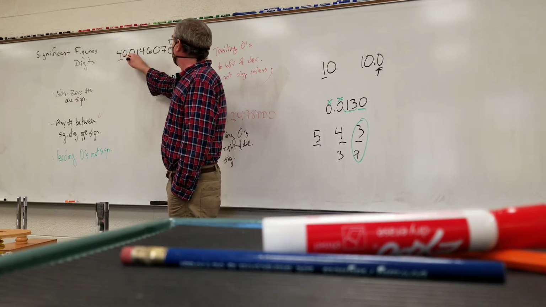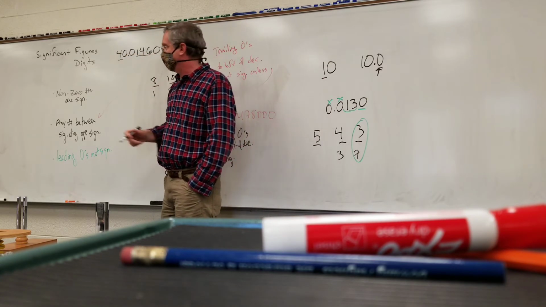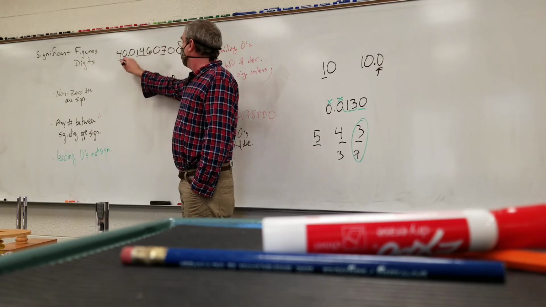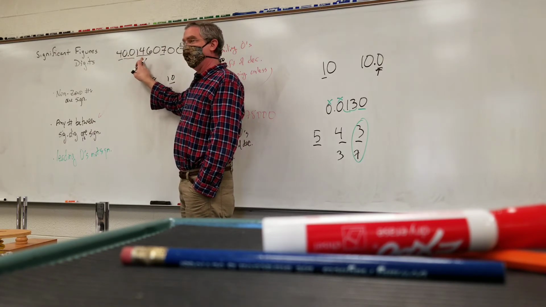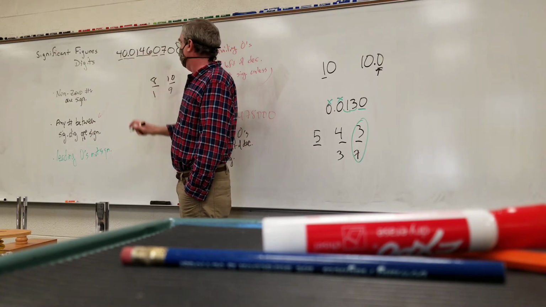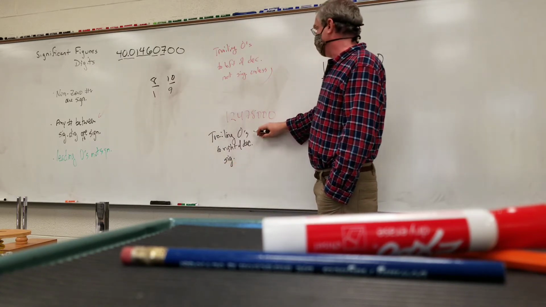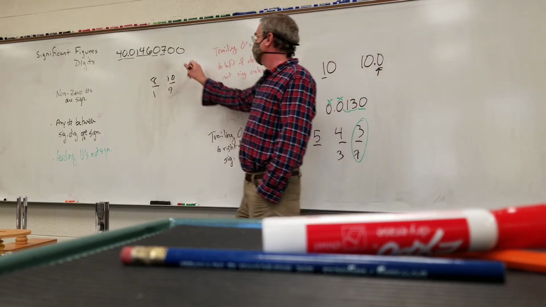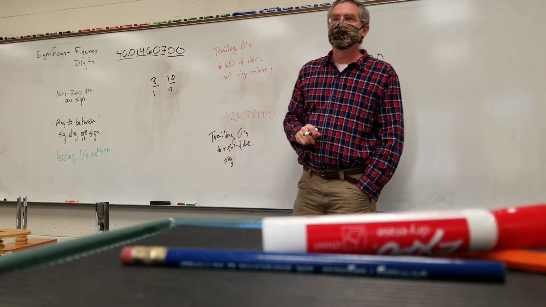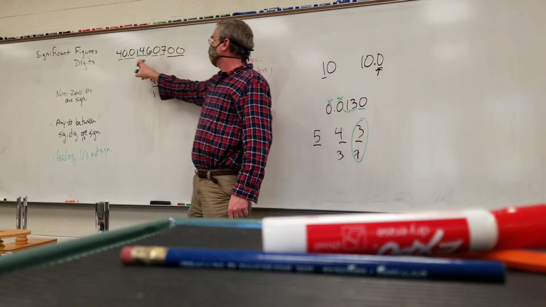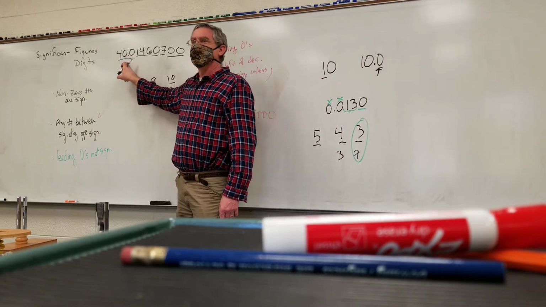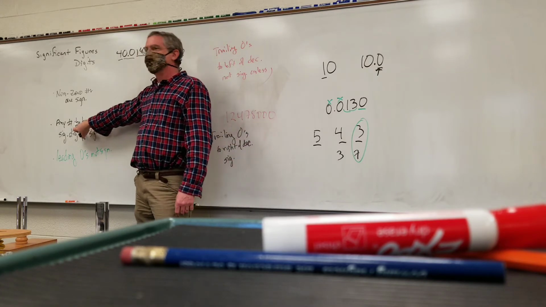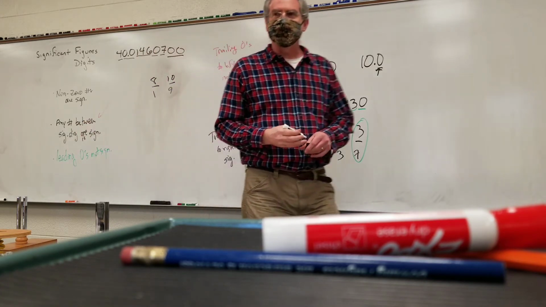So if that's significant, those are significant, and that's significant because they're non-zero. These are significant because they're between significant numbers. And then trailing zeros to the right of the decimal are significant, so it is indeed all of them. Which two were you excluding, these two or those two? Those two right there for the decimal. Yeah, that's the rule there.